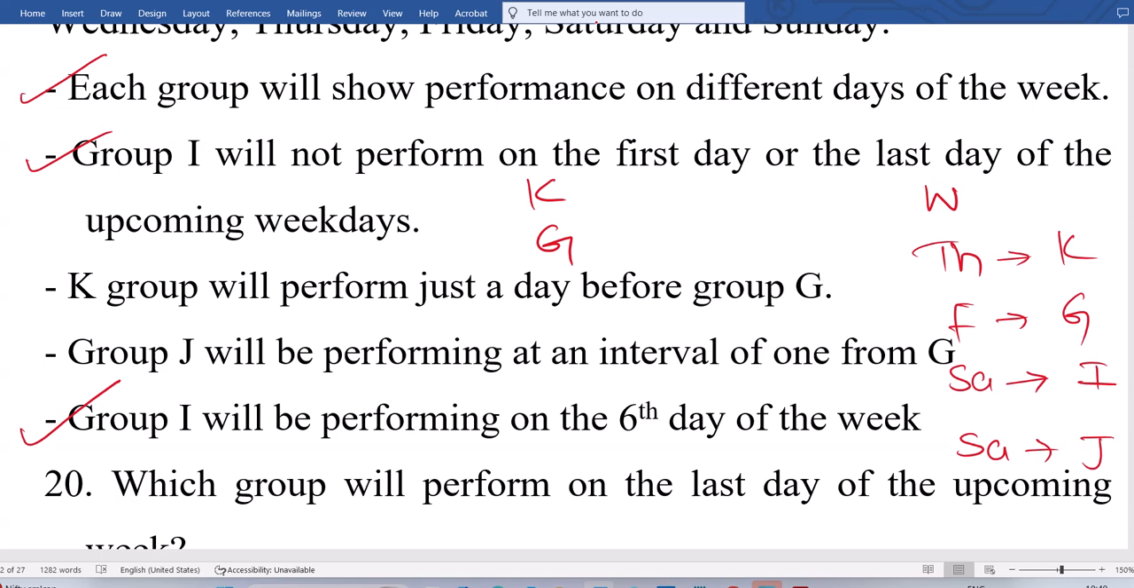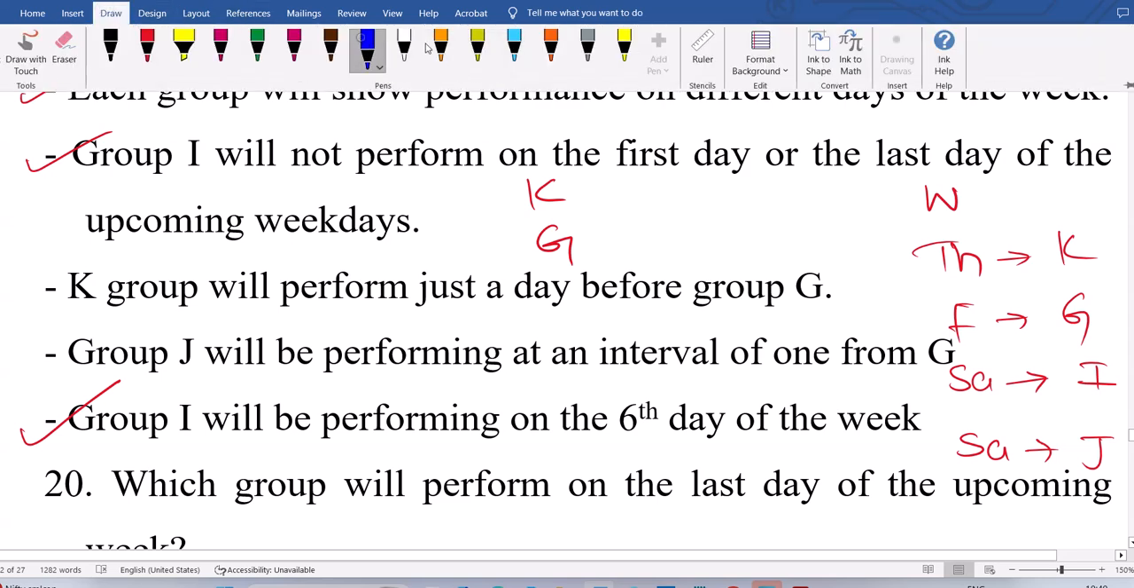Why, sir? Because there is a gap of 1 required between G and J. So why can't K and G be on Wednesday and Thursday? If K and G are on Wednesday and Thursday, J should be on Saturday, but Saturday is already allocated for I. So we have to do trial and error. Finally, this is the correct solution.